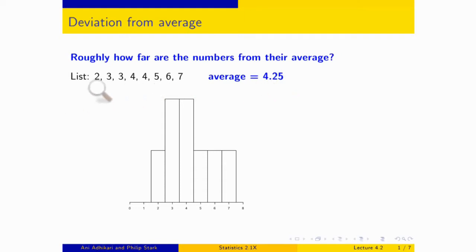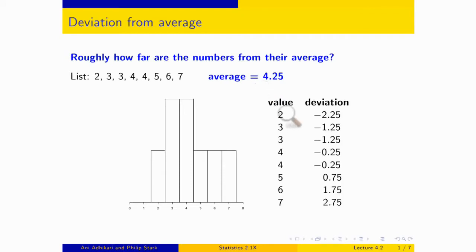Well, the natural thing to do then is to subtract. Take 2 and subtract 4.25, which gives you, here's the list, and here are all the deviations from average. So that minus 2.25 is the value 2 minus the average 4.25. So here you have a list of deviations from average, and our goal now is to see roughly how big that list is.